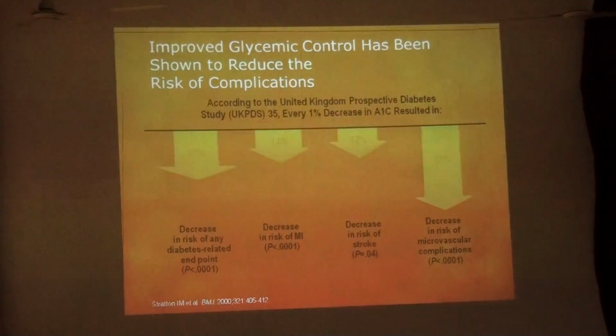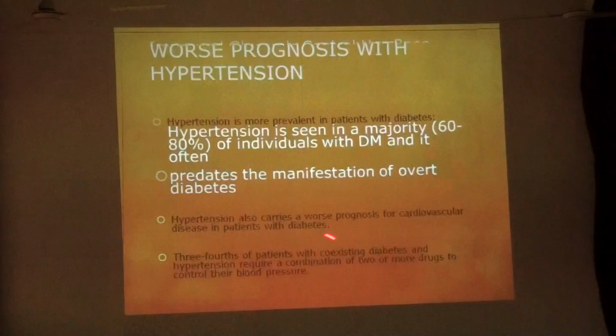Glycemic control has been shown to reduce complications in various studies. Now the second part is hypertension. Hypertension is present in 60 to 80% of people with diabetes, and diabetes with hypertension always carries a cardiovascular risk. So in many cases of retinopathy, whenever we are checking, the BP is 170 by 90.